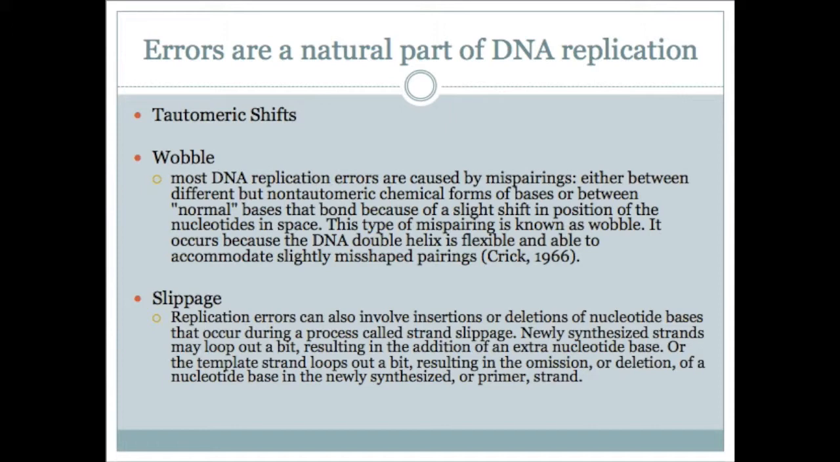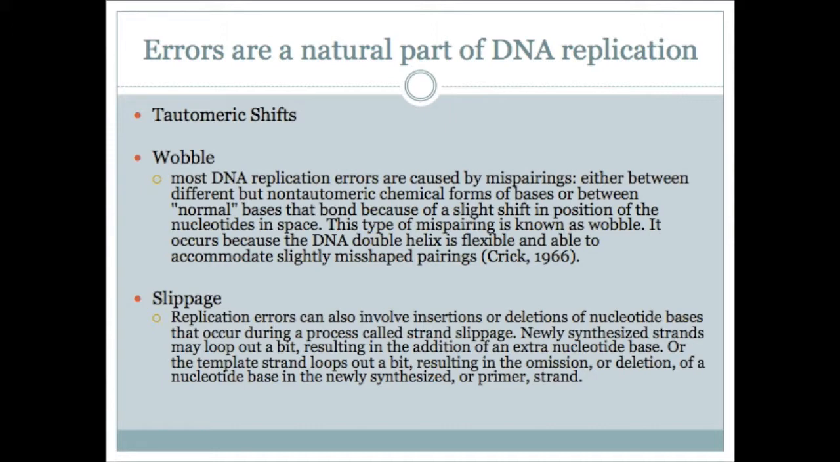Tautomeric shifts. Biologists initially speculated that most replication errors were caused by what are called tautomeric shifts. Both the purine and pyrimidine bases in DNA exist in different chemical forms, or tautomers, in which the protons occupy different positions in the molecule. Scientists believe that if and when a nucleotide base shifted into its rare tautomeric form, a likely result would be a base pair mismatching.